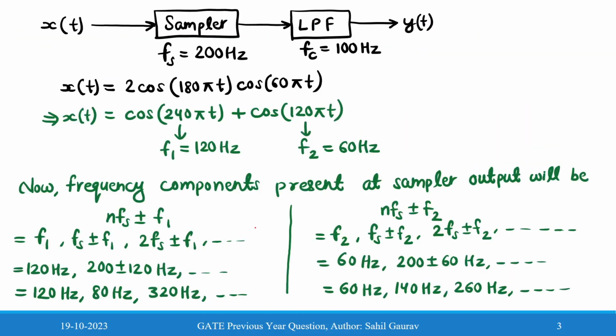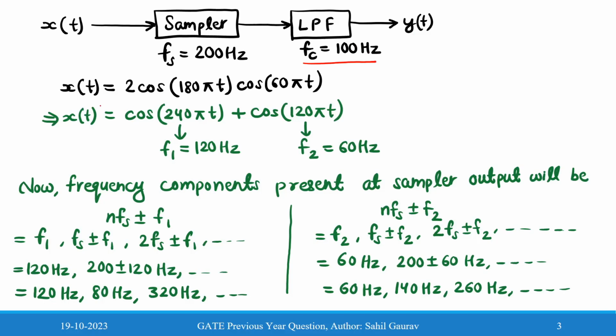Now this is the block diagram for the problem. We have the input signal x(t) going through the sampler whose sampling frequency is 200 Hz. The output signal is then passed through a low pass filter whose cutoff frequency is 100 Hz, and at the output we have to find the maximum frequency component present at the output of the low pass filter.